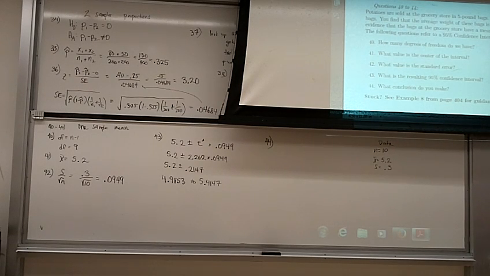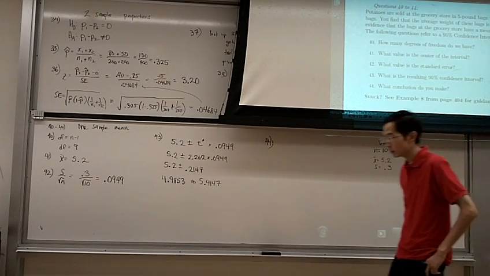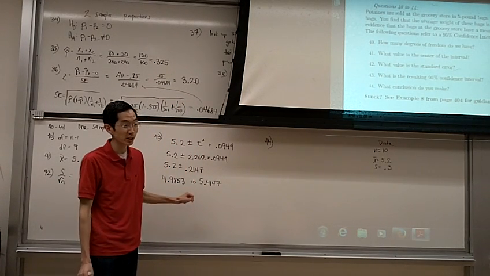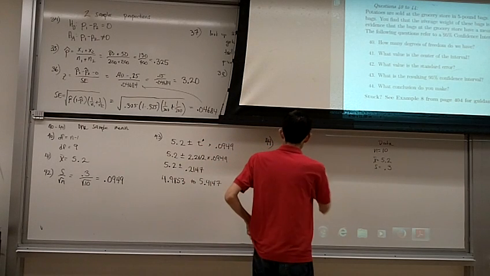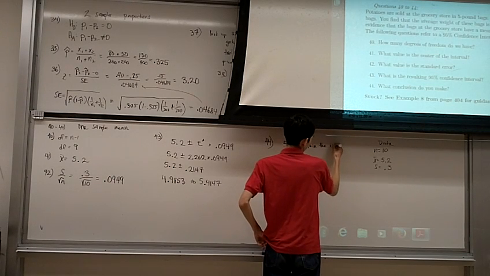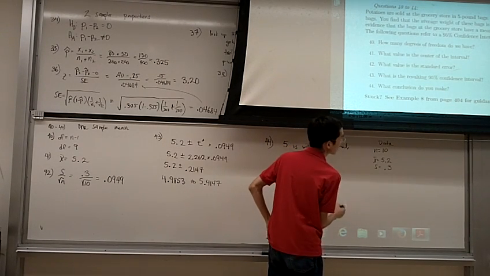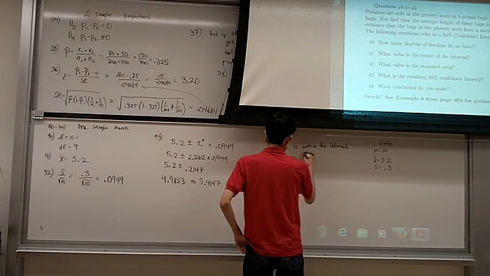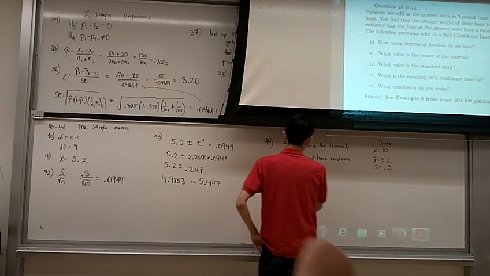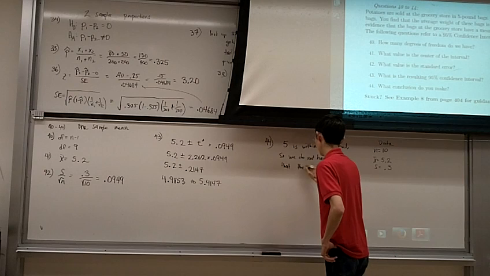Alright, what conclusion do we make? So the question says, is this evidence that the bags at the grocery store have a mean weight different from 5 pounds? So 44, do we have evidence that it's different from 5? No, because 5 is within my interval. It's barely within my interval, but it is. Okay? So 5 is within the interval. So we do not have evidence that the mean weight is different.